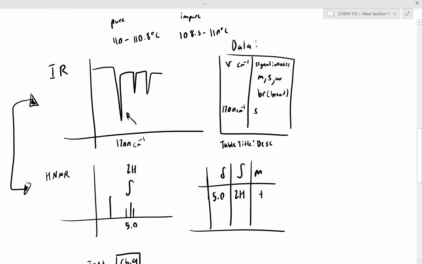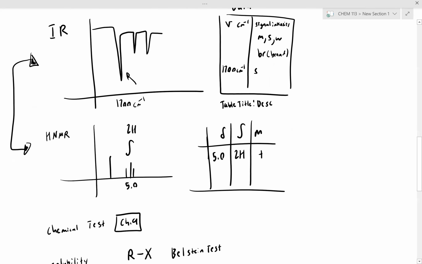For proton NMR, I should see a table of chemical shift, integration, and multiplicity. So if you have a peak of around 5.0 that looks like this, with an integration of 2, you would note that it's a 2 hydrogen integration, and since it is a triplet, we'd note that it's a triplet. Yes, the experimental spectra should be included in the data section with the data tables below the spectra.